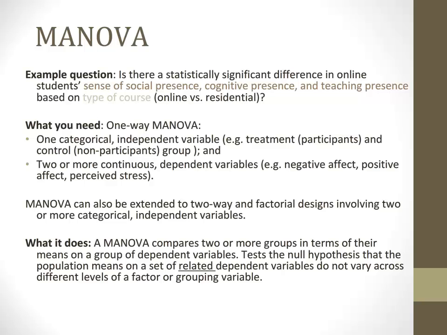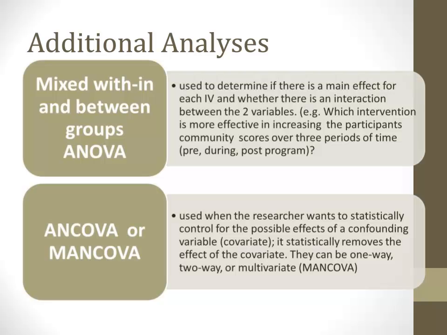But a MANOVA is used by a researcher when the researcher is interested in more than one dependent variable, and he or she knows that the dependent variables are related or correlated. Now, before we end this tutorial, we're going to briefly take a look at two additional analyses. The two additional analyses we are going to look at are the mixed within between groups ANOVA and the ANCOVA and MANCOVA.